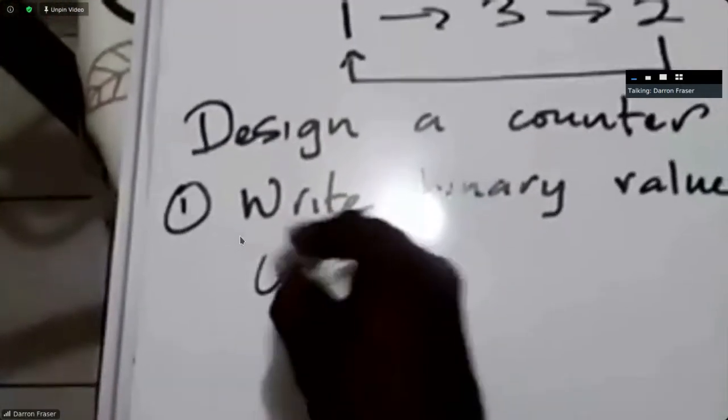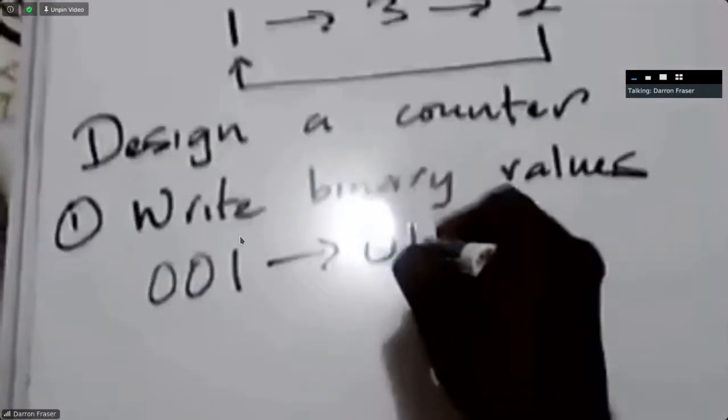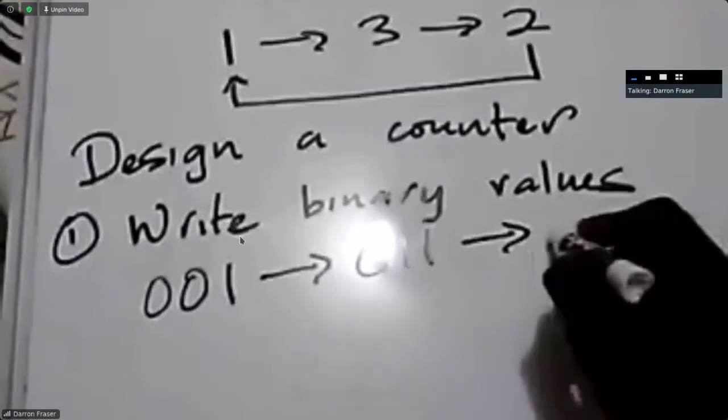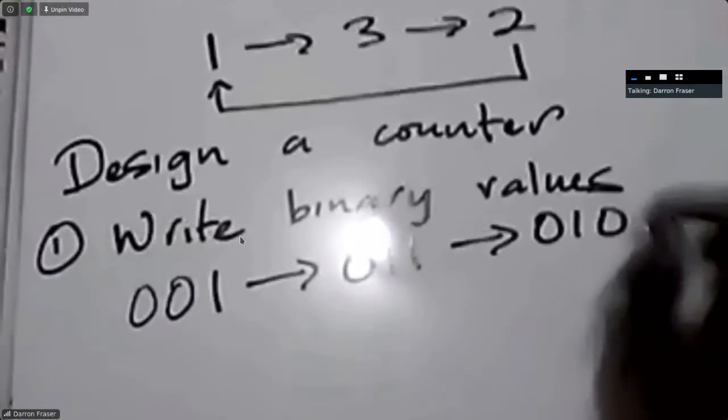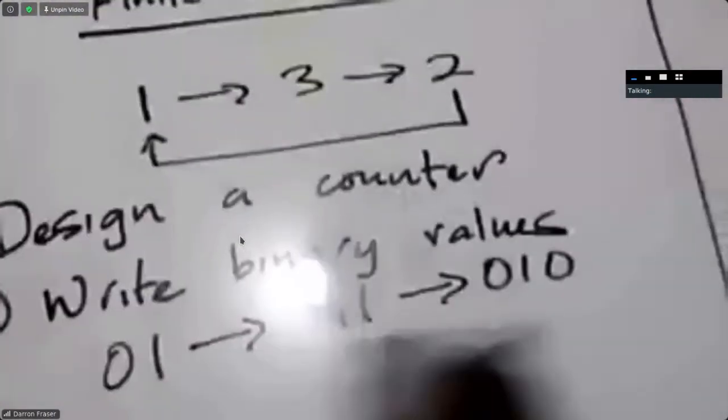So the first thing that we're going to do is write these down in binary. So 1 is 0, 0, 1, 3 is 0, 1, 1, and 2 is 0, 1, 0. Well, actually, we don't need the first digit. That's just going to complicate our work.